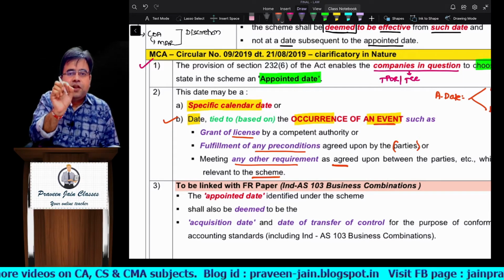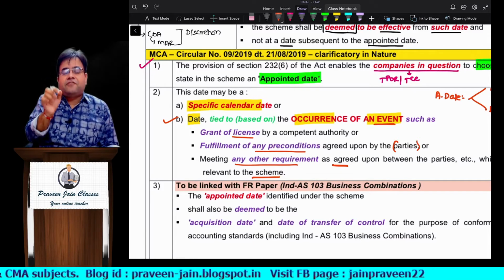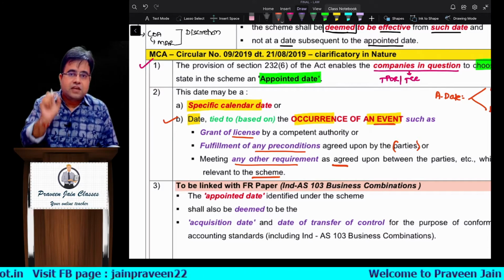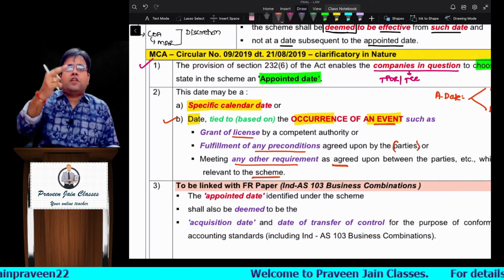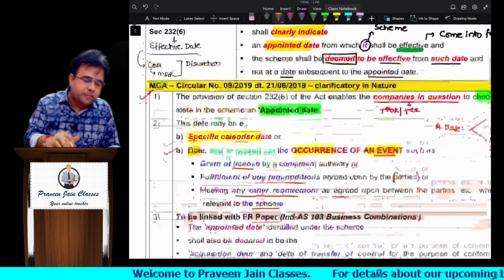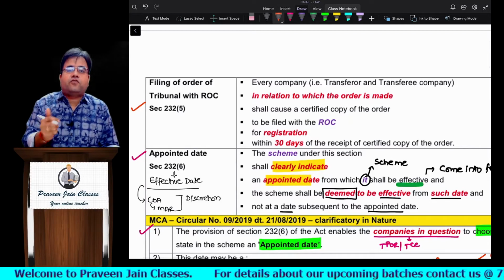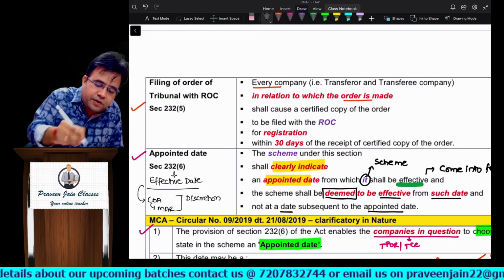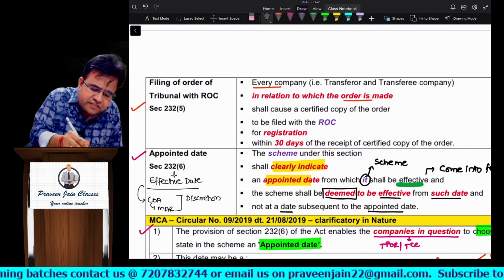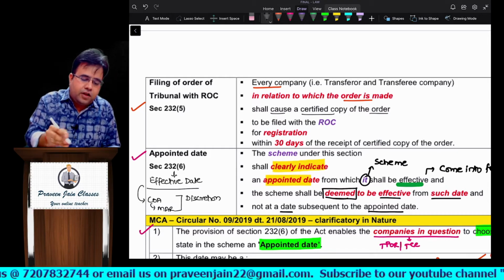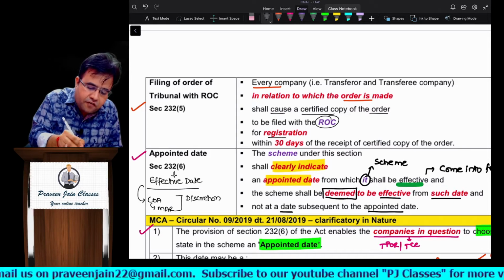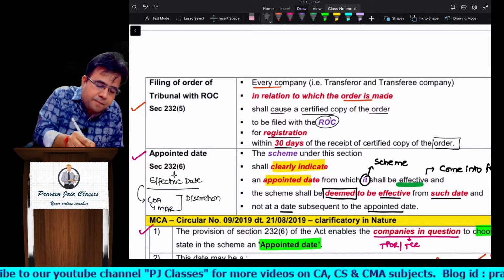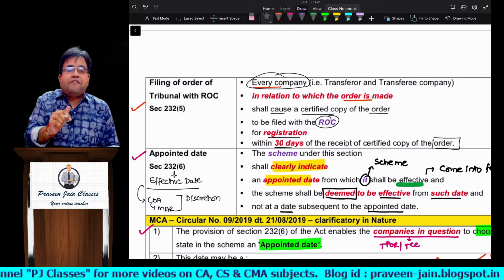Here the event is the tribunal sanctioning the scheme. Second is, sir, after sanctioning the scheme they have to file the copies of what, sir? The sanctioned scheme with whom, sir? ROC, the concerned ROC. When I say there are two companies, both the companies have to file the copies with ROC, sir. If you remember, section 232 subsection 5 was talking about that only, sir. What? Every company in relation to which the order is made, which order is made, sir? That sanction order is made, sir, shall cause a certified copy of the order to be filed with the ROC for registration within 30 days from the date of the certified copy of the order. Here the important word is what, sir? Every company. So here every company means what, sir?